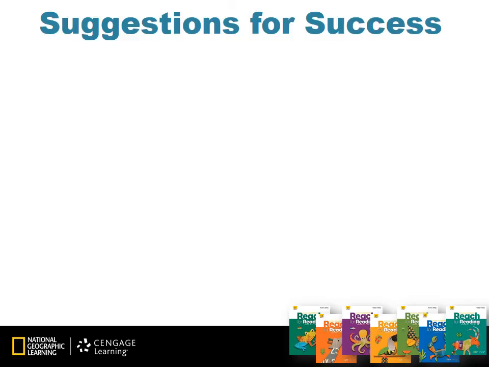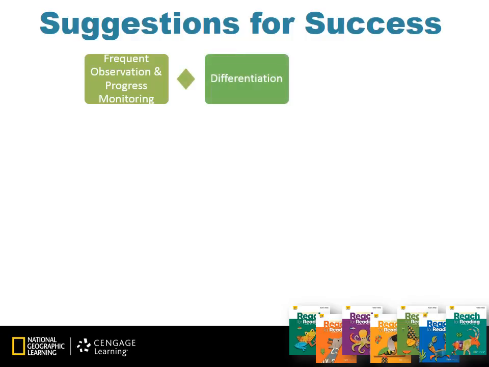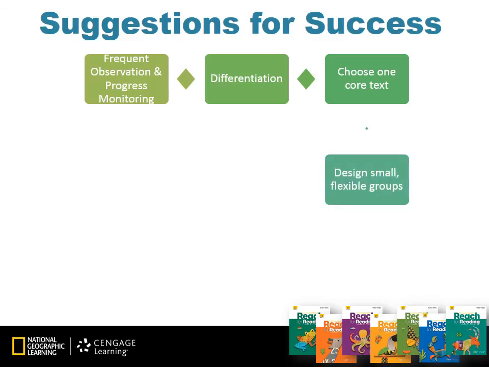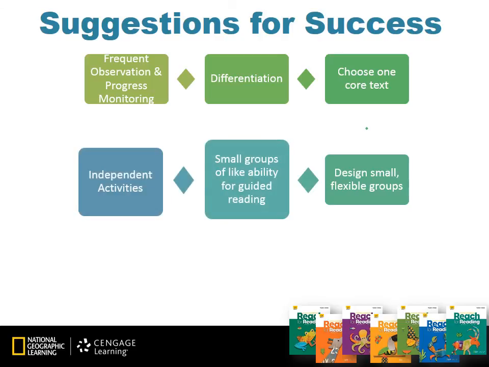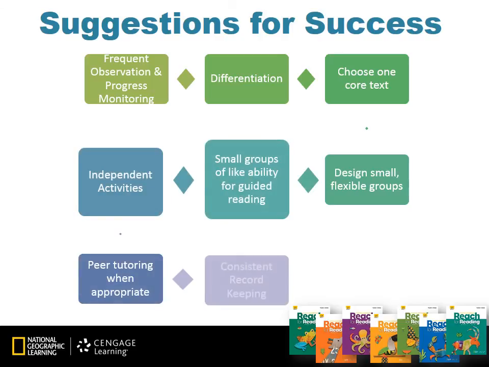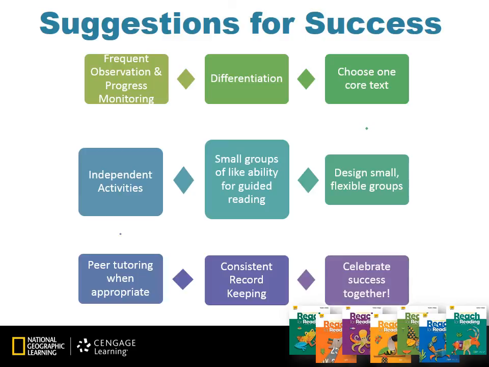Let's review. As we take on the challenge of a multi-level class, we will frequently observe and monitor to plan instruction. Differentiation will be our goal as we meet needs for a variety of students. We will choose one core text, but design small, flexible groups for guided reading. We will be open to various small group settings and keep records as we move through the units. As we see students' needs being met in the classroom, we will celebrate our success together.